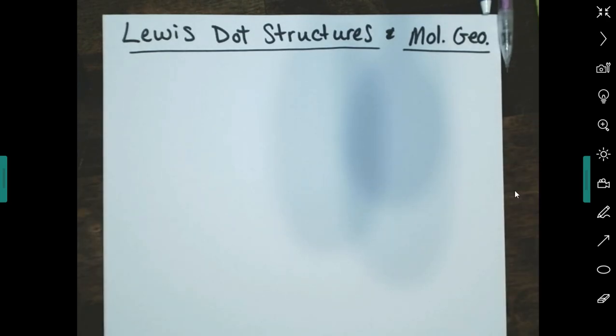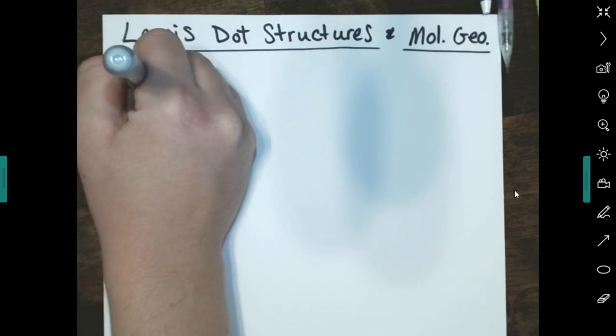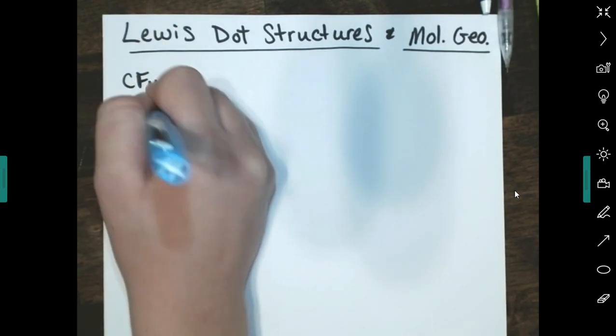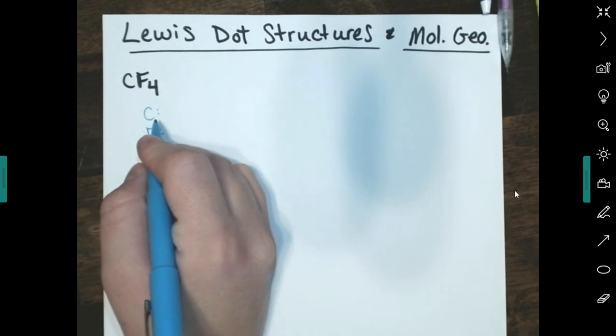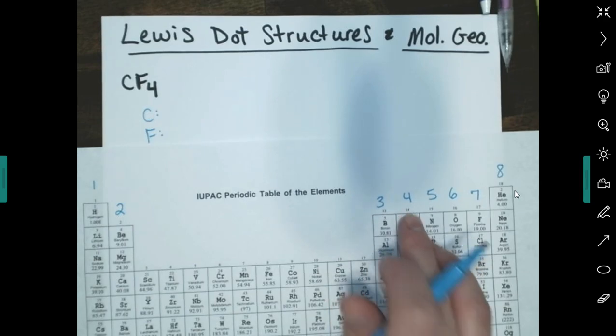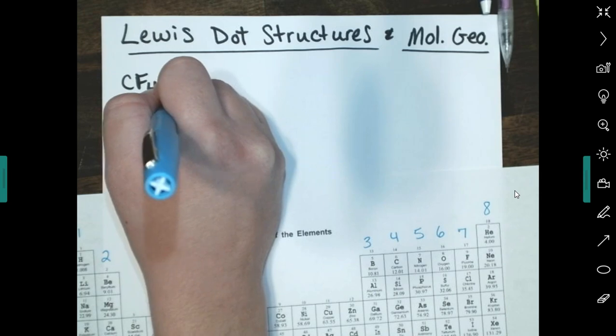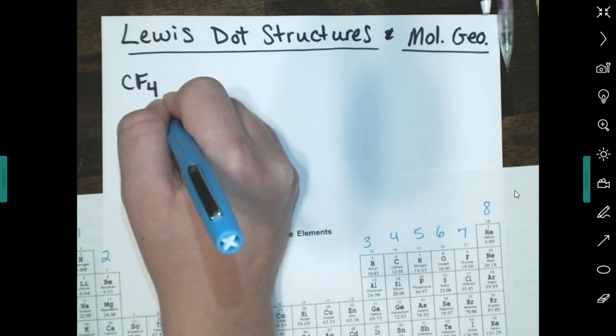So I'm going to go over a couple examples with you. The first example is CF4. So if I said, hey, draw the Lewis dot structure for CF4 and tell me its molecular geometry, the first thing you have to do is tally up the valence electrons. Okay? So you have carbon and you have fluorine. Carbon has 4 valence electrons because it is in group 4A. And there's only one carbon, so that's it.